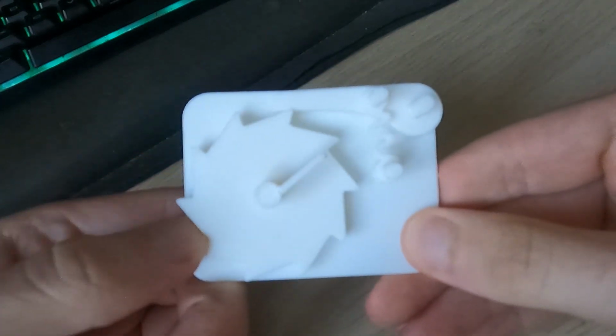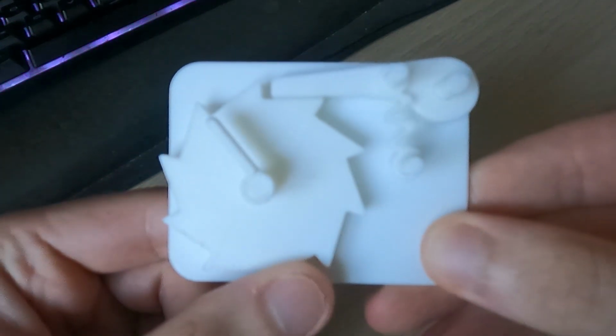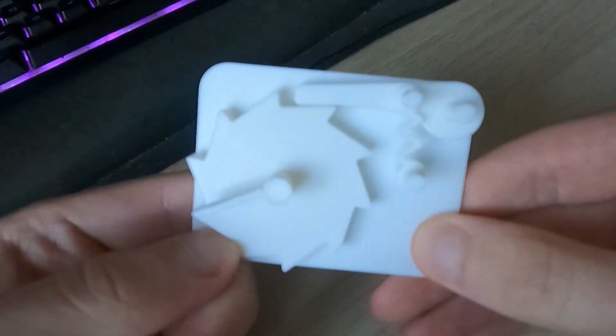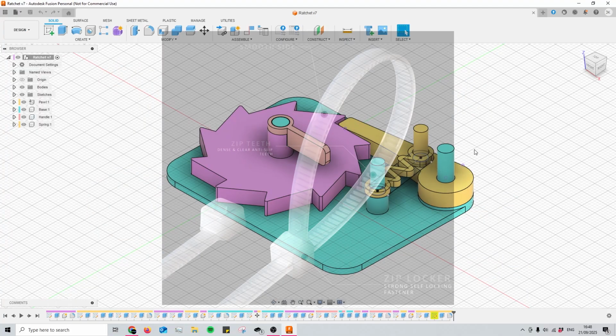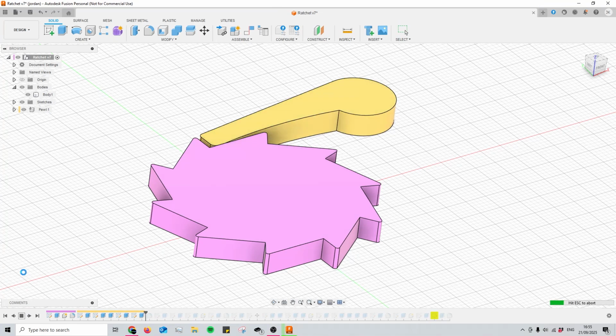This is a 3D printed ratchet and pull mechanism. One of those deceptively simple mechanisms that shows up everywhere once you know what it is, like in socket wrenches, spanners, and even zip ties. But the real challenge was never printing it. The challenge is in the design.